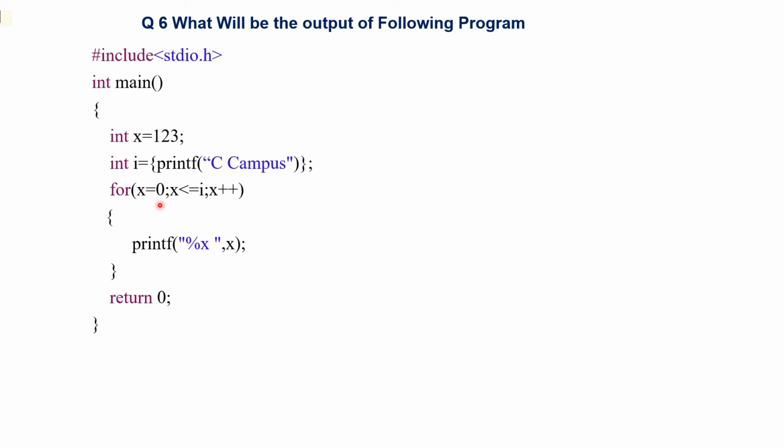So with this for statement values from 0 to 8 will be displayed, and after x becomes 9 the condition becomes false and control will be transferred outside the loop. So the output for this program will be ccampus, and after that values from 0 to 8 will be displayed. So the output of this program will be like this.